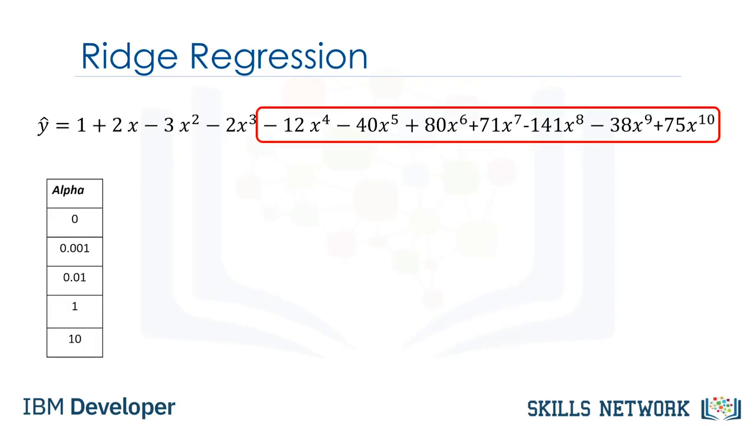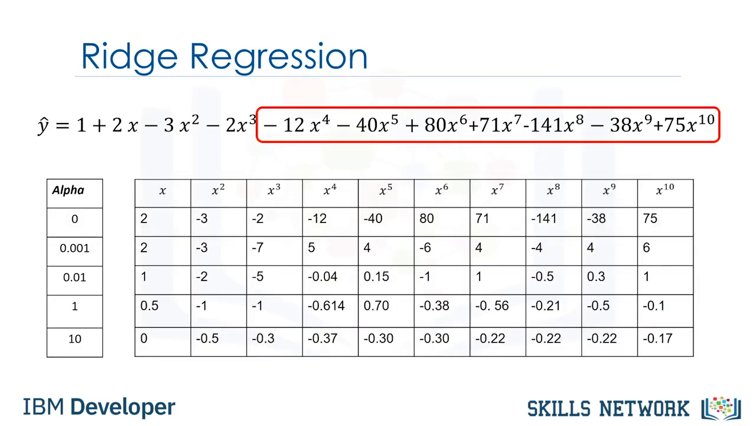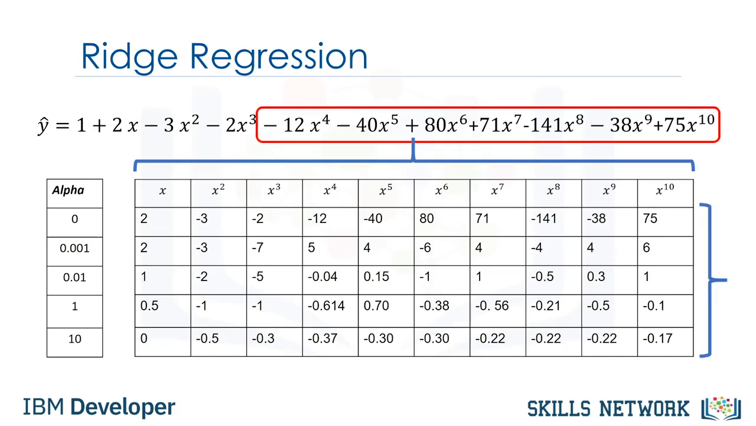Ridge regression controls the magnitude of these polynomial coefficients by introducing the parameter alpha. Alpha is a parameter we select before fitting or training the model. Each row in the following table represents an increasing value of alpha. Let's see how different values of alpha change the model. This table represents the polynomial coefficients for different values of alpha. The columns correspond to the different polynomial coefficients, and the rows correspond to the different values of alpha.